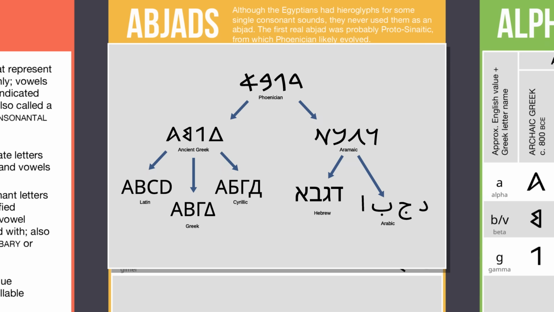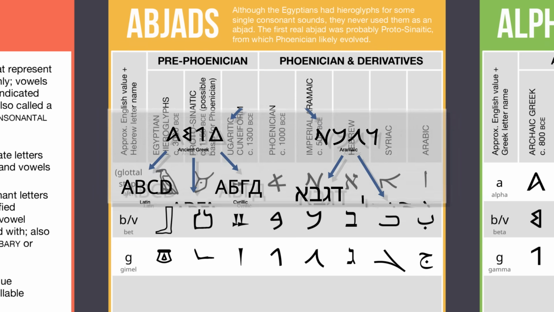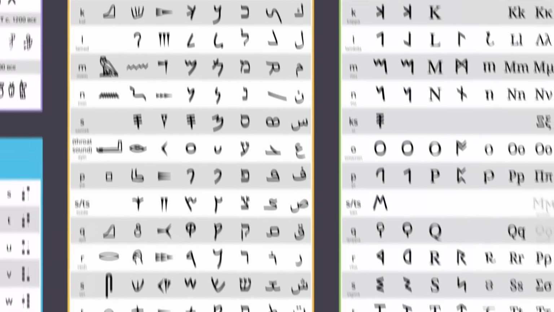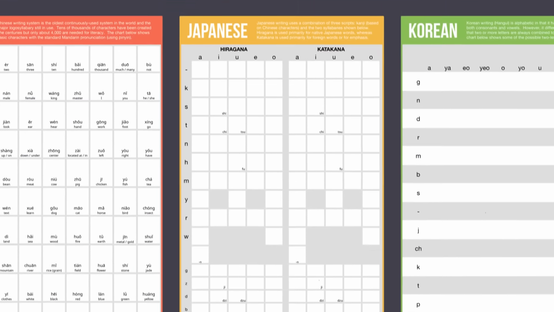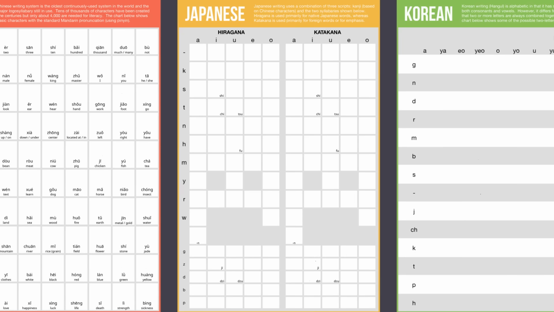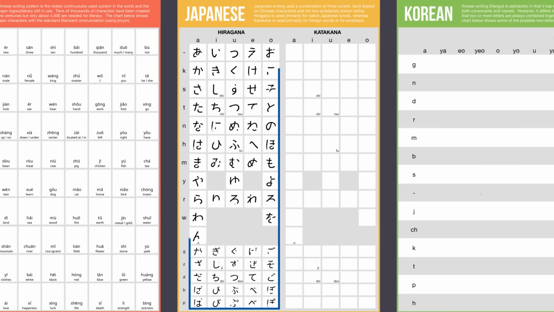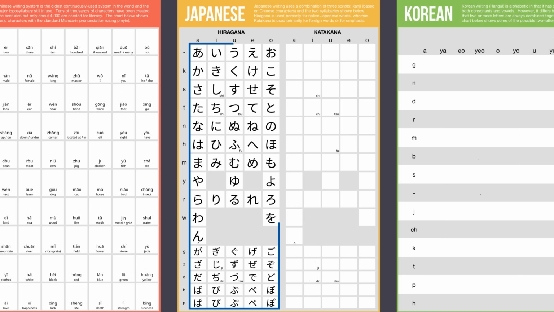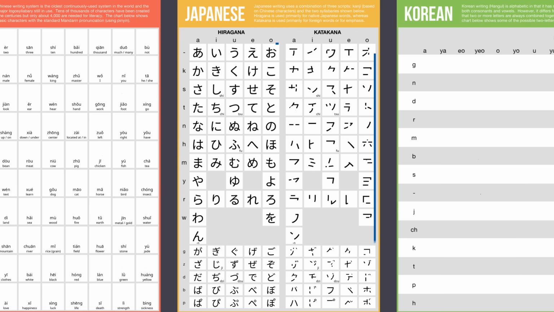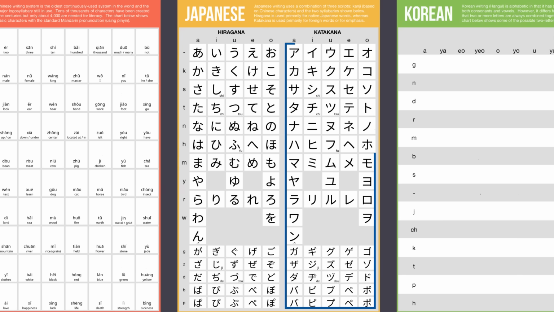So that takes care of alphabets and abjads. The next type of writing system we're going to look at are syllabaries. Japanese is a good example. There are actually two different syllabaries used in Japan. Hiragana is generally used for native Japanese words, and katakana is used for foreign or technical words.